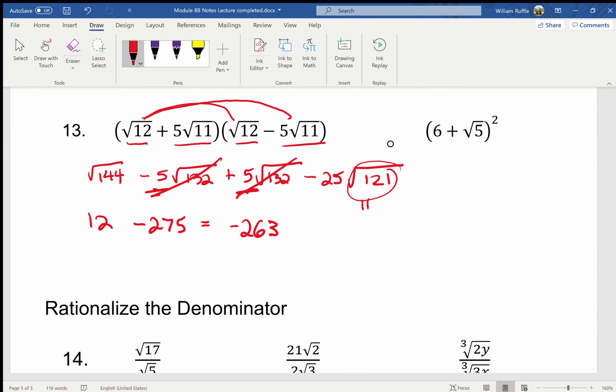And the last foiling one. Now, it doesn't look like foiling, but remember, this is squared, and when it has the plus sign in here, you just can't distribute the 2. You've got to write out another 6 plus the square root of 5, and now we've got a foil.